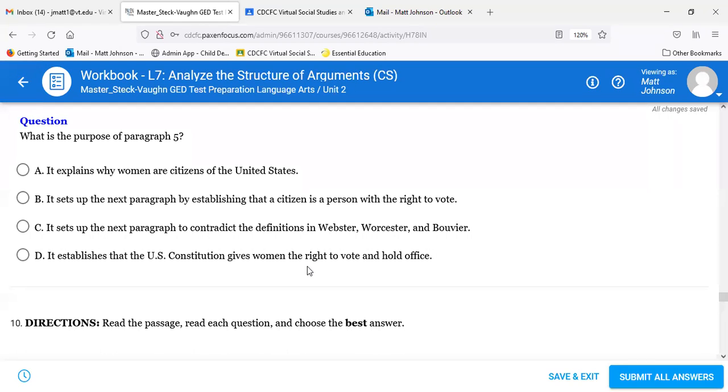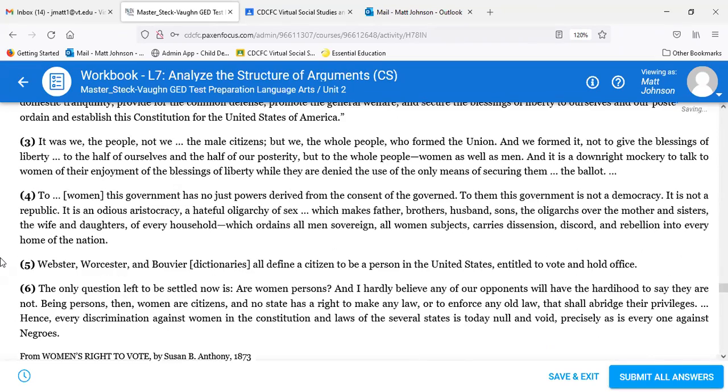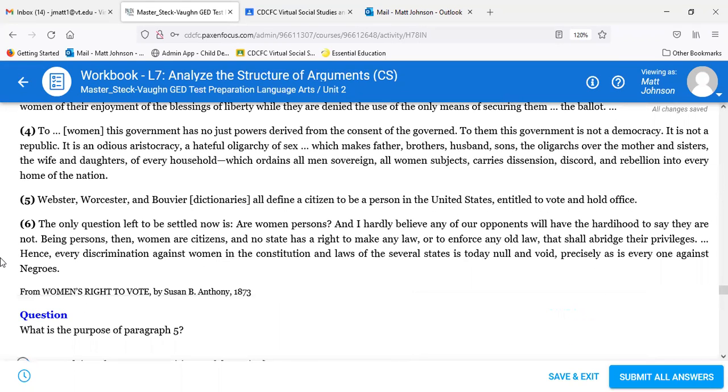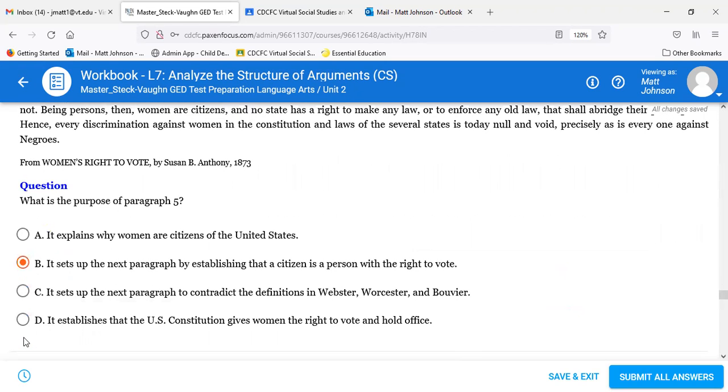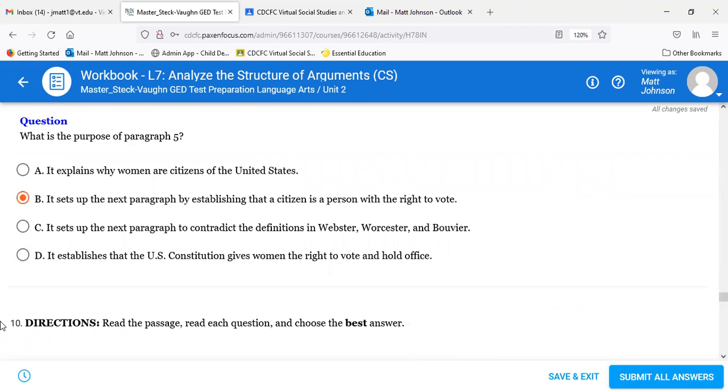Hold on. Is it B? B, yeah, setting up the definition of a citizen. What does that mean? She's referencing three different dictionaries and how they define a person. And that is strengthening her argument then. So 9 is B as in boy.